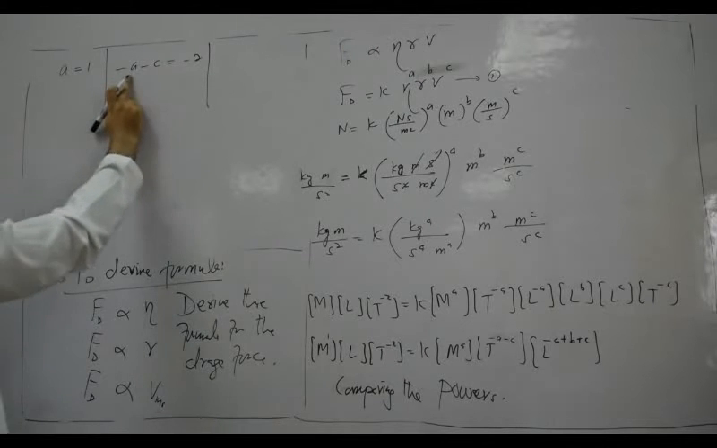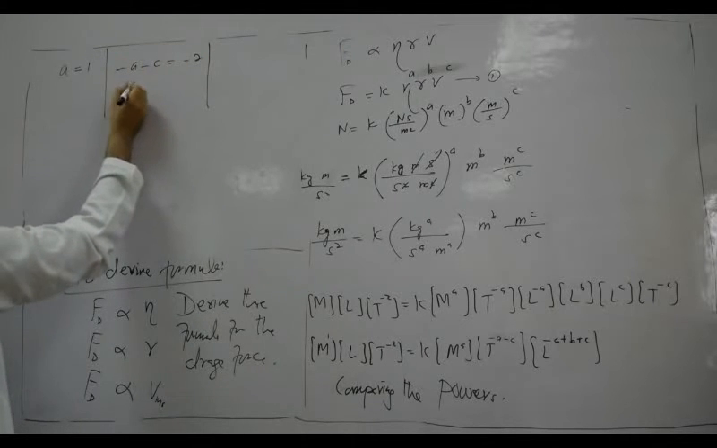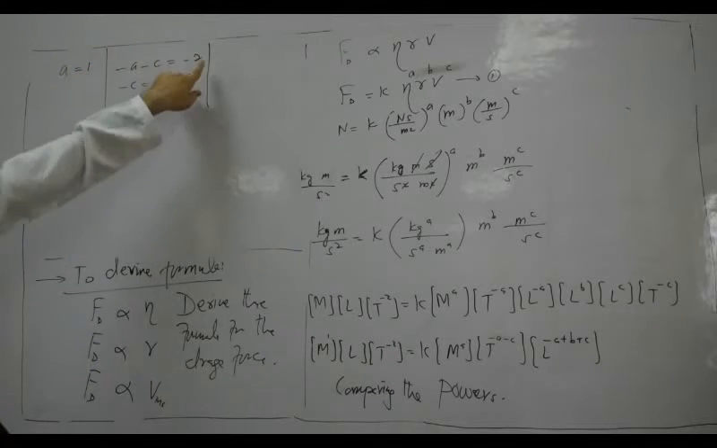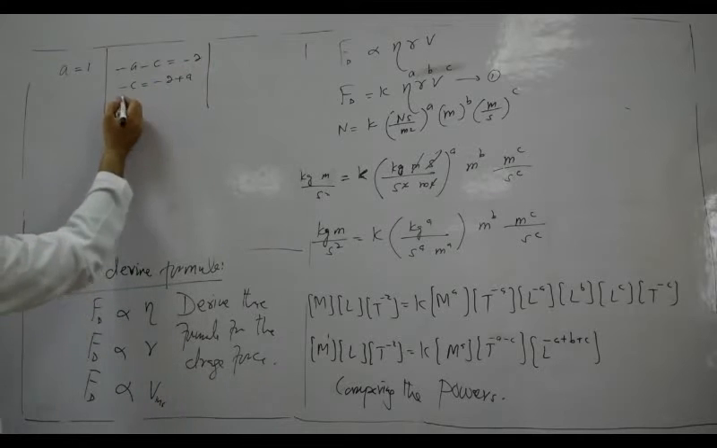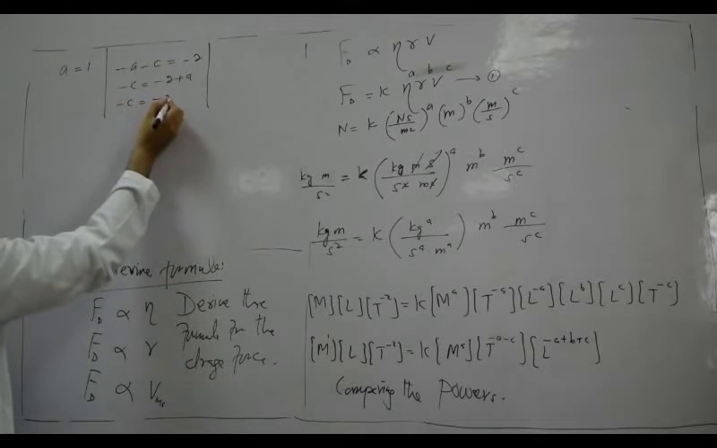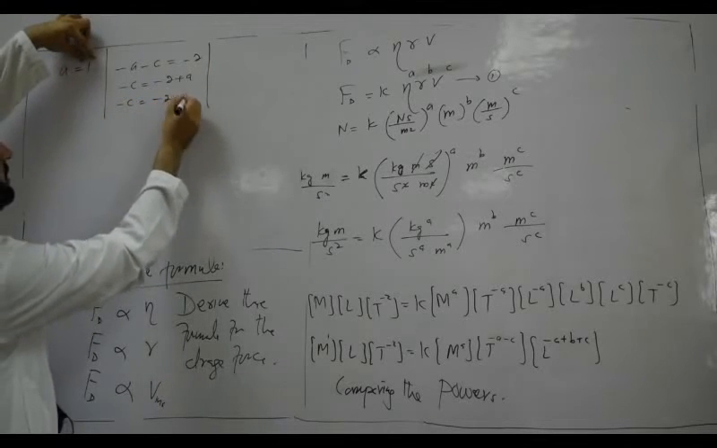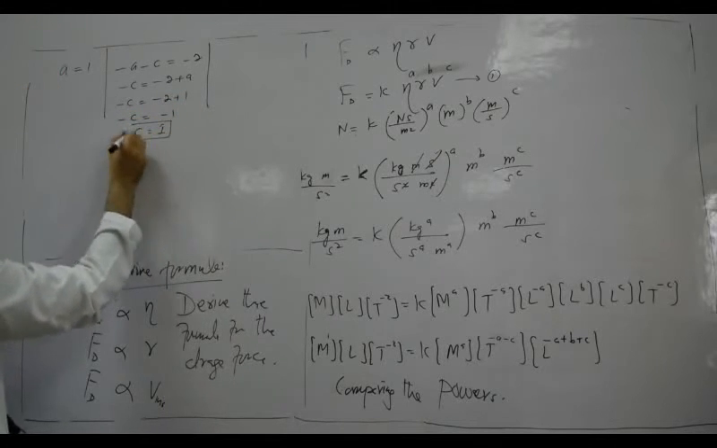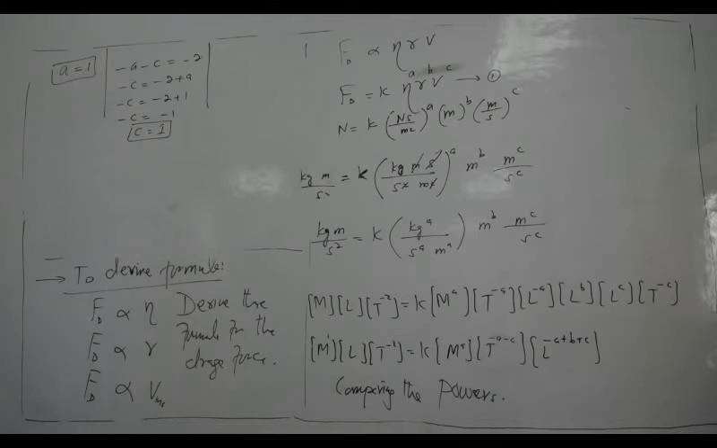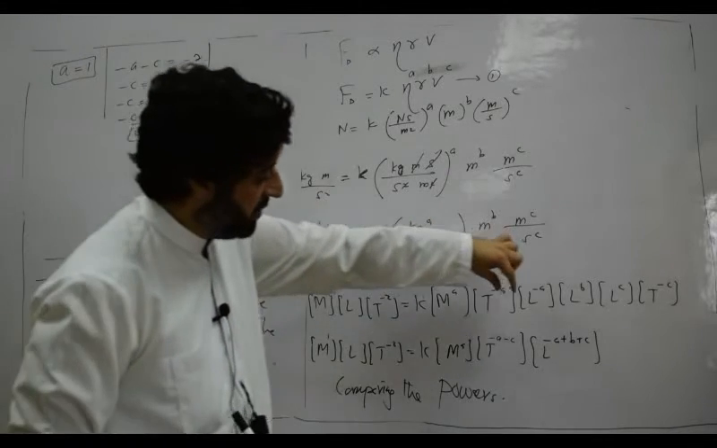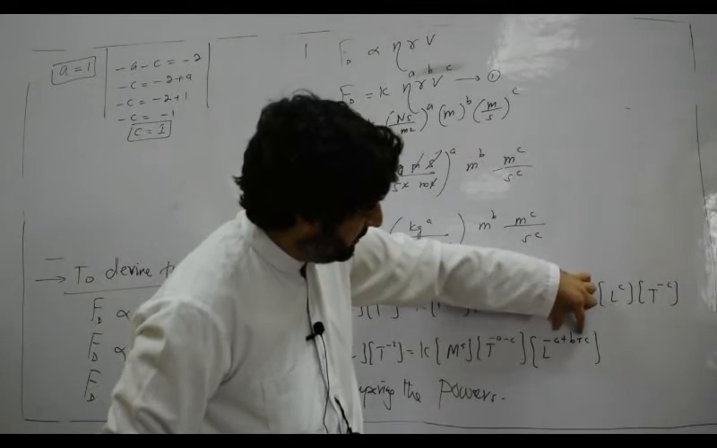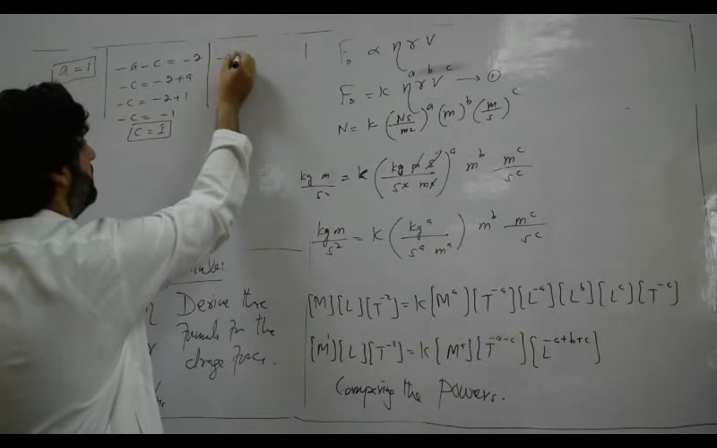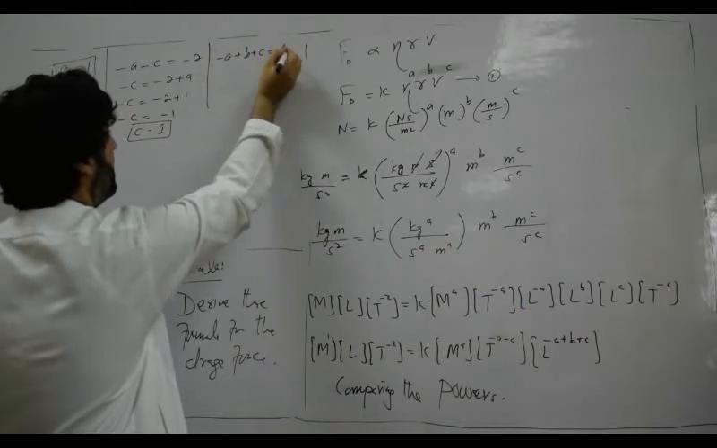Shift this A to the right hand side, so it will be plus A. Here A is minus; if we shift it to the other side, it will be plus. What is the value of A? The value of A is known, which is 1. So minus C is equal to minus 1, so C is equal to plus 1. A is known, C is known. Now look at the power of L. The power of L is minus A plus B plus C, and here the power of L is 1. So minus A plus B plus C is equal to 1.